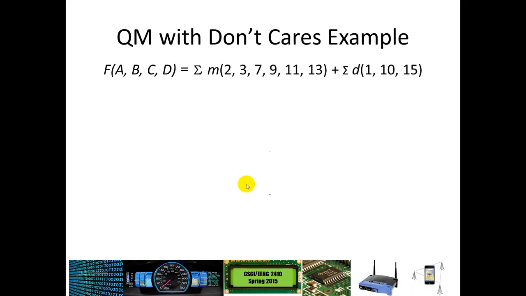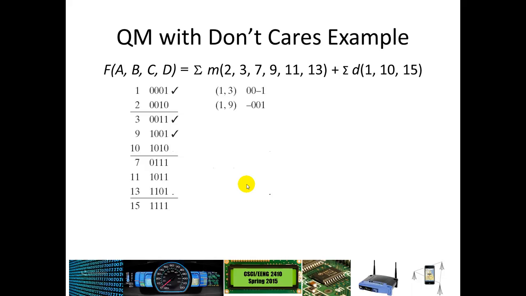So here we're going to list everything out in column 1. You'll notice that at this point we've treated the min terms exactly like the don't cares. We're going to proceed on through here, really just trying to figure out combinations. So what you determine is 1 and 3 can be combined, 1 and 9, 2 and 3, 2 and 10, 3 and 7, 3 and 11, 9 and 11, 9 and 13, 10 and 11, 7 and 15.